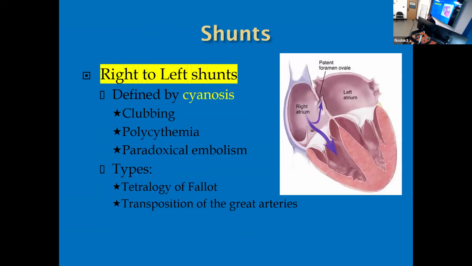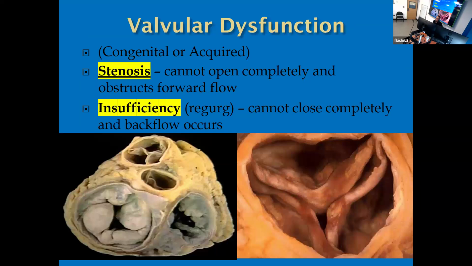So right to left shunts are going to be defined by cyanosis. That one makes the most sense. These are all pediatric stuff. All right, I've got to draw this stuff out. I don't want to do it now. When I get to the other stuff, I'll do this at the end.